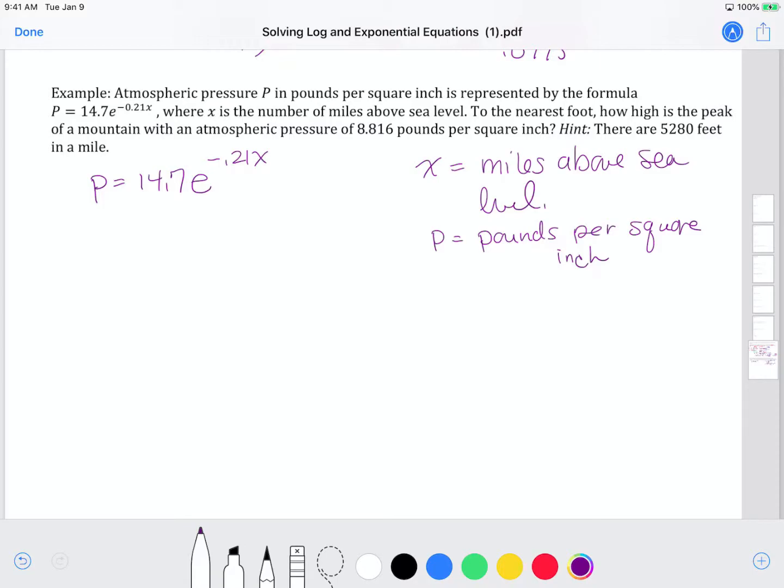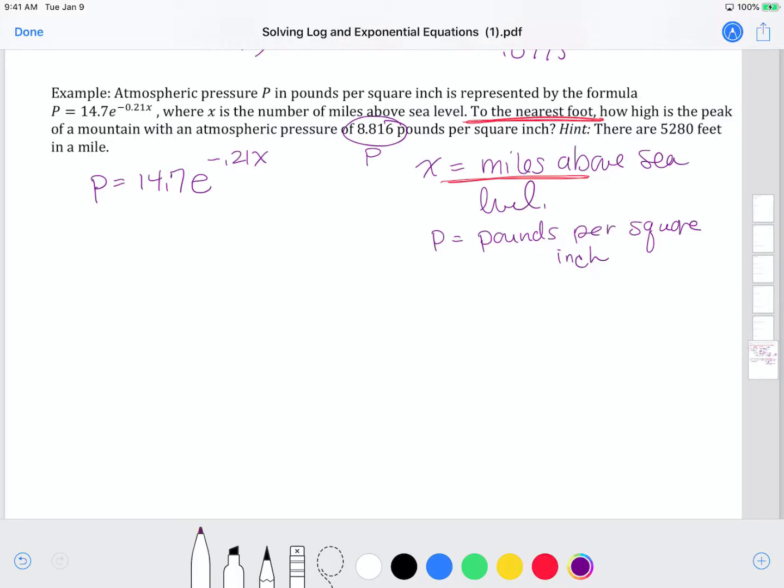Okay. It says to the nearest foot, we want to find the peak of a mountain with an atmospheric pressure of 8.816 pounds per square inch. So they're giving us the P, and they want us to find the X. However, they're trying to trick us. Notice that they're asking us to give it to us to the nearest foot. And the way the function is defined, X is defined as the number of miles. So once we figure out what X is in miles, then we just have to translate that into the number of feet to answer the question completely.